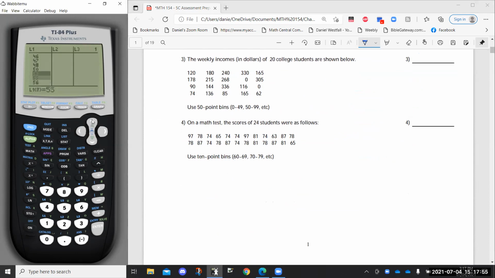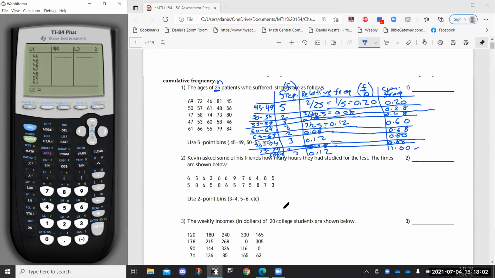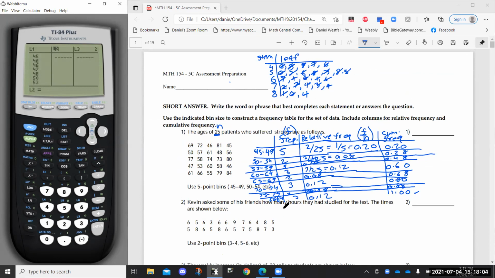Let me show you some more things that the calculator can do here. So if you, I don't think that it can do frequencies here. Let me see if it's got an operation to do that.